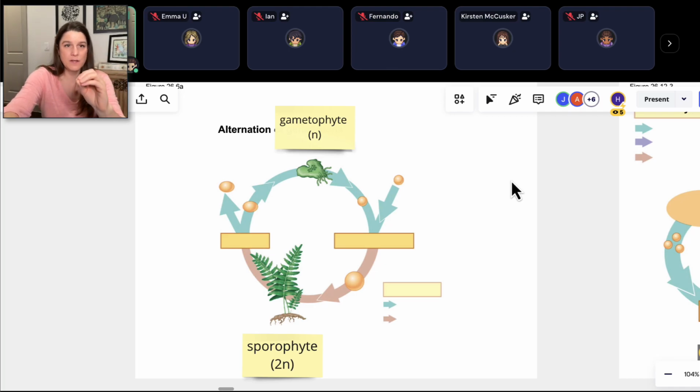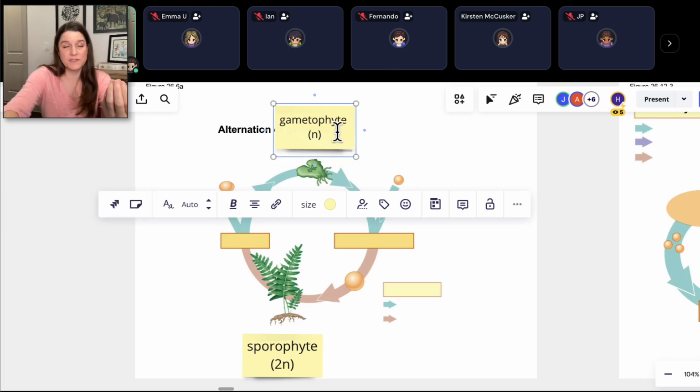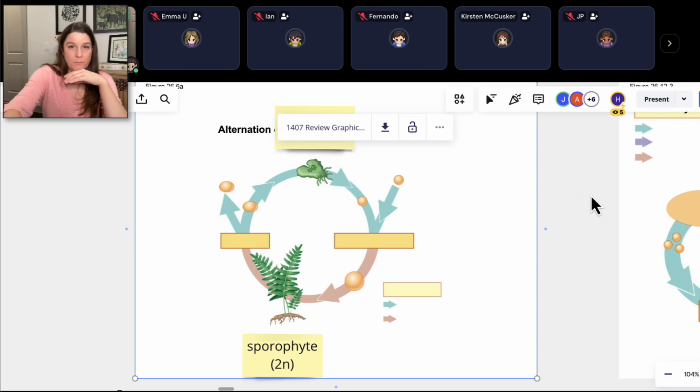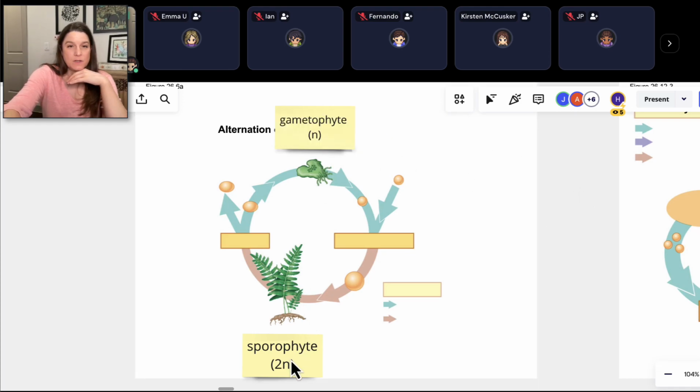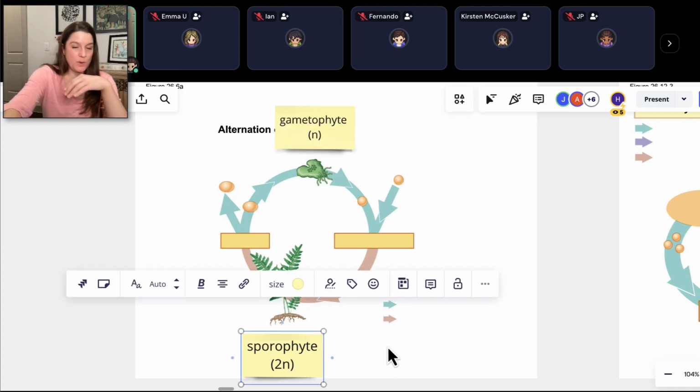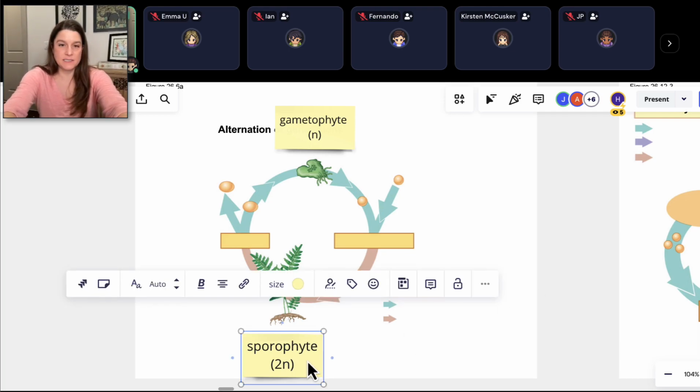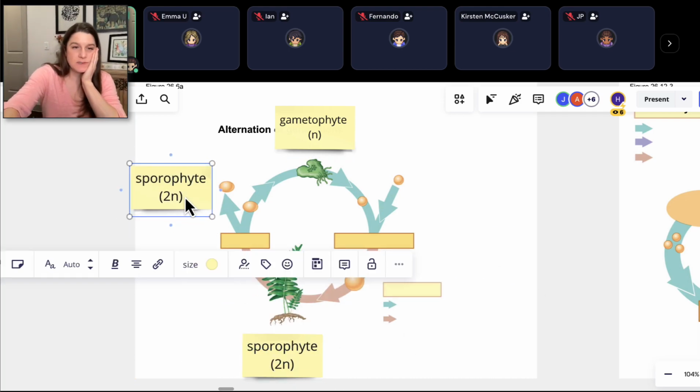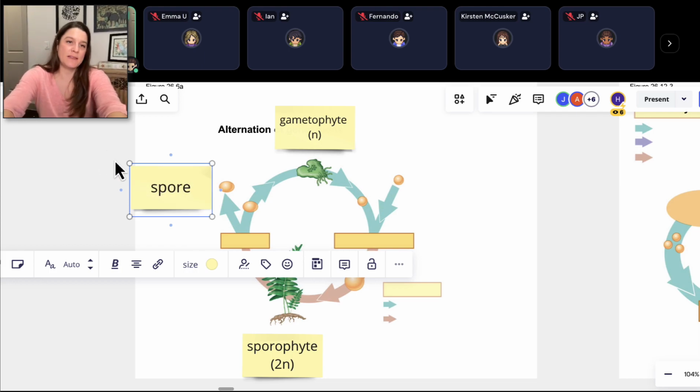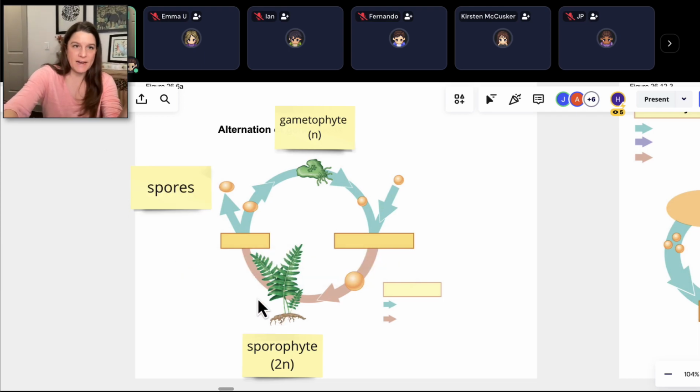They're multicellular. Both of these are multicellular as well. So the sporophyte is going to make spores, because remember, phyte means plant or plant-like. So the sporophyte is the spore-producing plant. So these guys are spores.